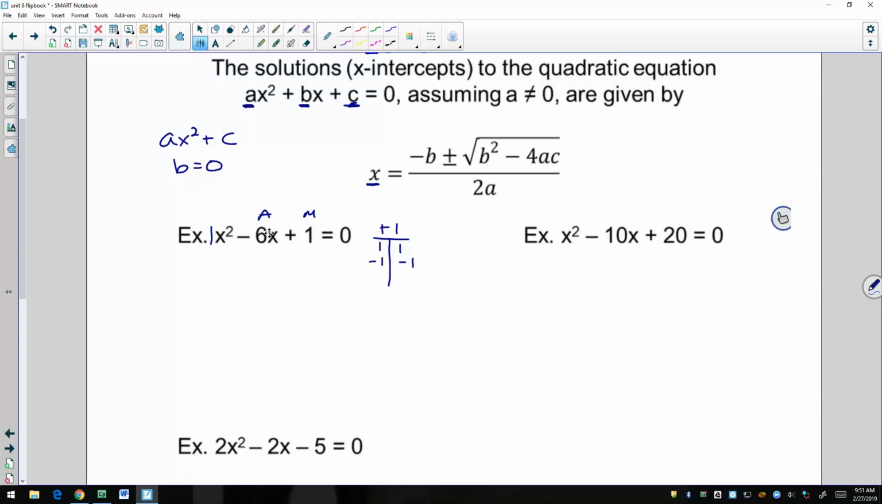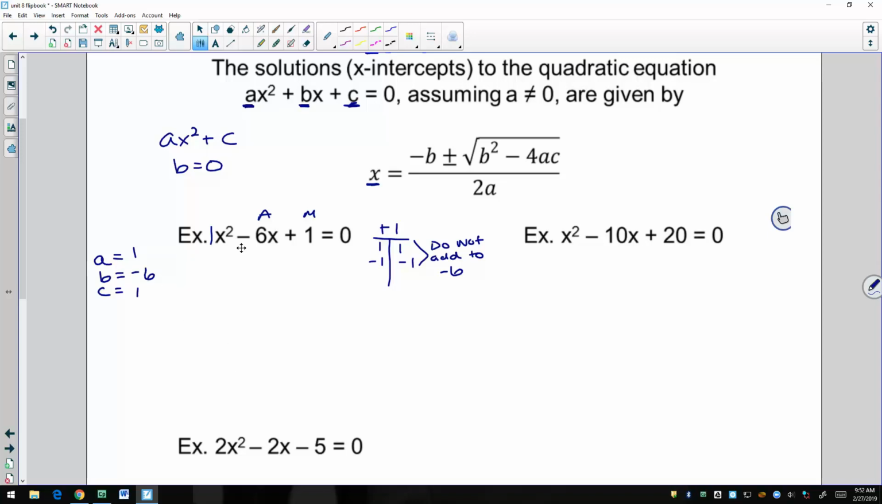The only way to multiply to positive 1 is 1 times 1 or negative 1 times negative 1. Well, I have to find a pair that adds to negative 6. These do not add to negative 6. Therefore, I cannot use factoring. This is how I know I must use the quadratic formula. So I'm going to start by identifying who A is, who B is, and who C is. I like to stay organized and show my work. So A is 1, B is -6, and C is 1.